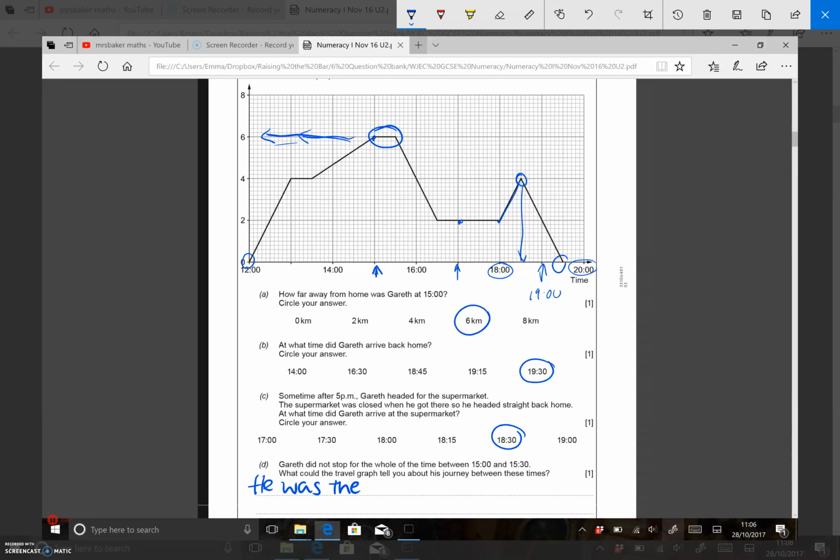Now it says he does not stop. So that could mean anything really. It could mean that he's going up and down some stairs in the same location. He could be moving but not travelling any further or any closer to home. He was the same distance from home for half an hour is enough to get the marks on this question. Okay, have a look at the other questions on the paper.